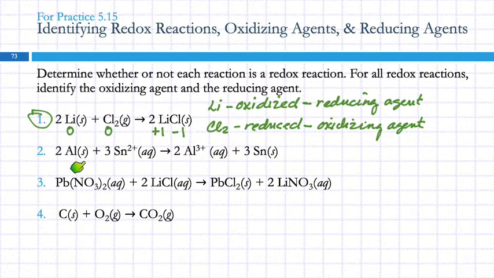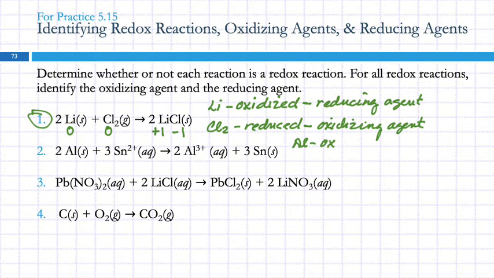Okay, let's look at this one. This is a net ionic equation. Do we have things changing charges? Yeah, we do. This is going from 0 to +3, and this is going from +2 to 0. We didn't even have to really think about it too much. Well, which of these is being oxidized, aluminum or tin? Aluminum, because its oxidation state is going up. So aluminum is being oxidized.